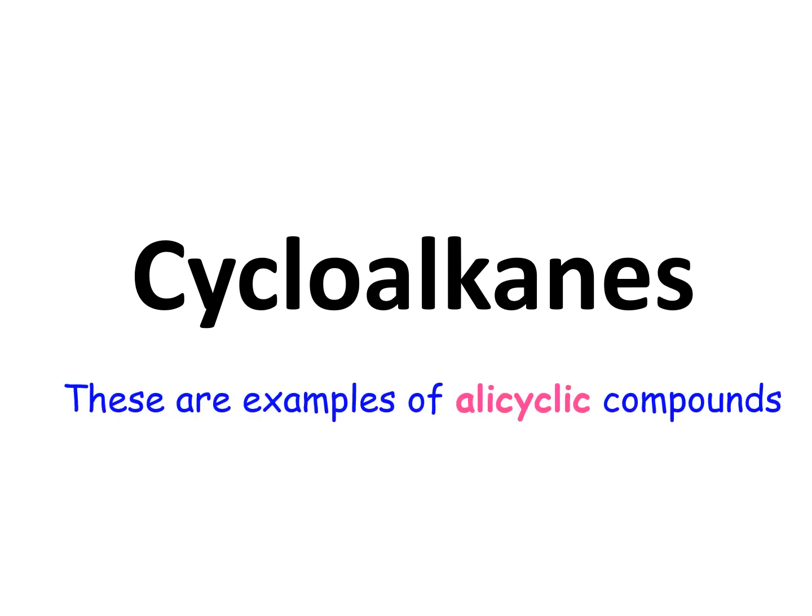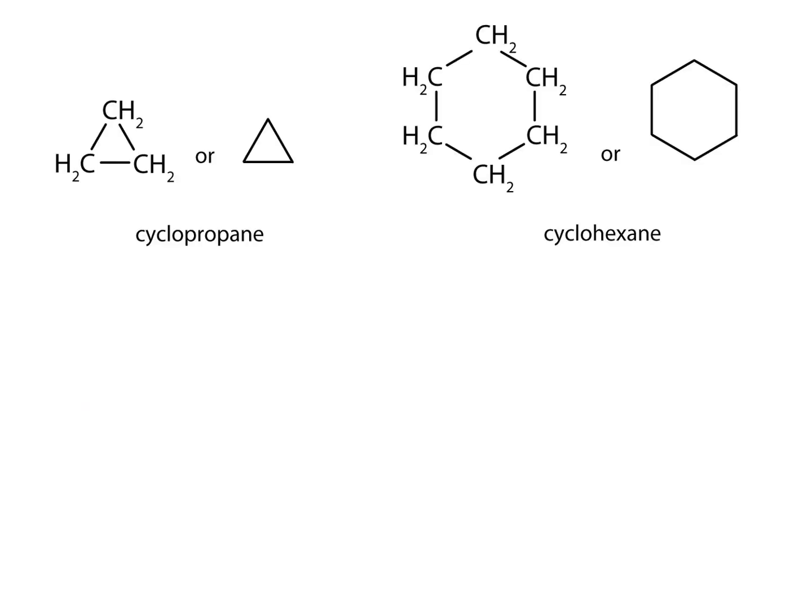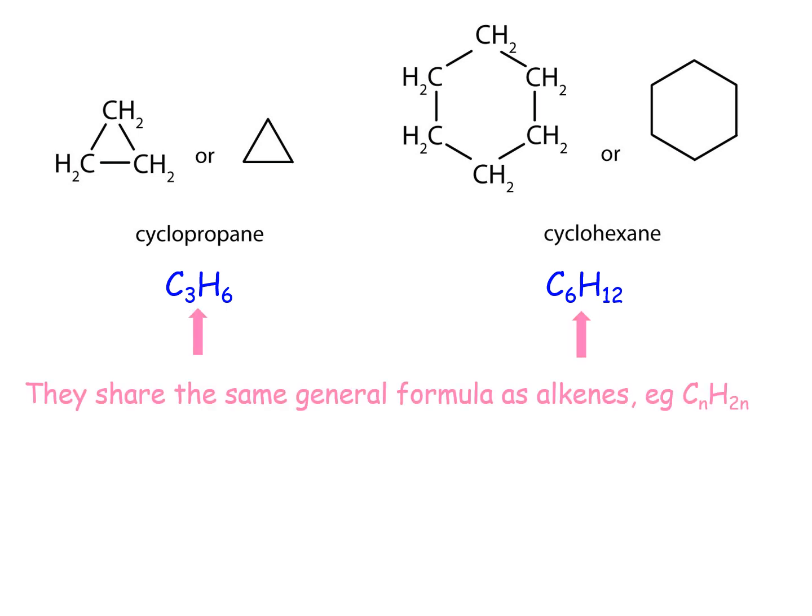So let's have a look at cycloalkanes. So these are examples of alicyclic compounds. They have rings in them. So 2 examples are cyclopropane and cyclohexane. If you count up the molecular formulae, you get C3H6 on the left, C6H12 on the right. And they share the same general formula as alkenes, so CnH2n.